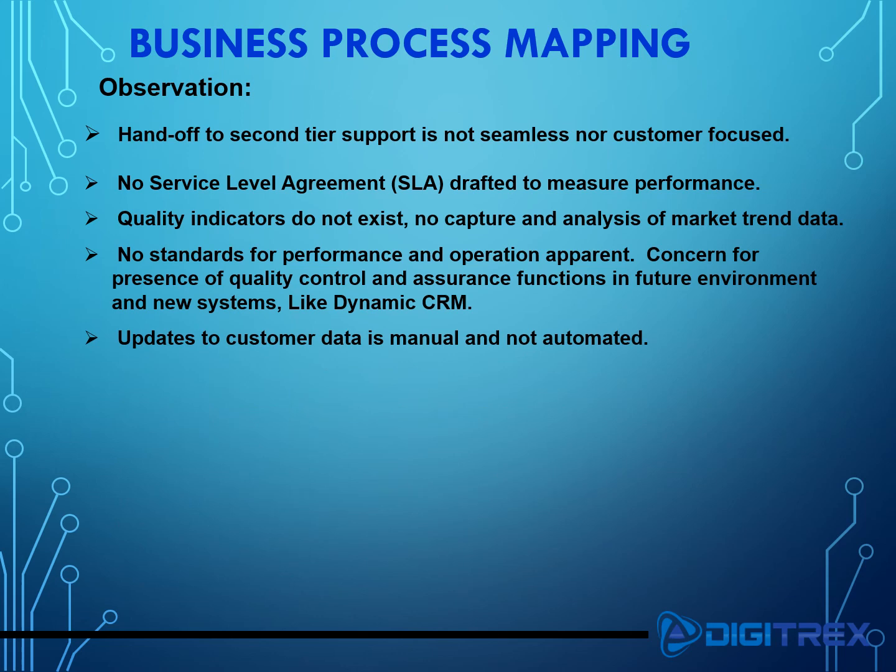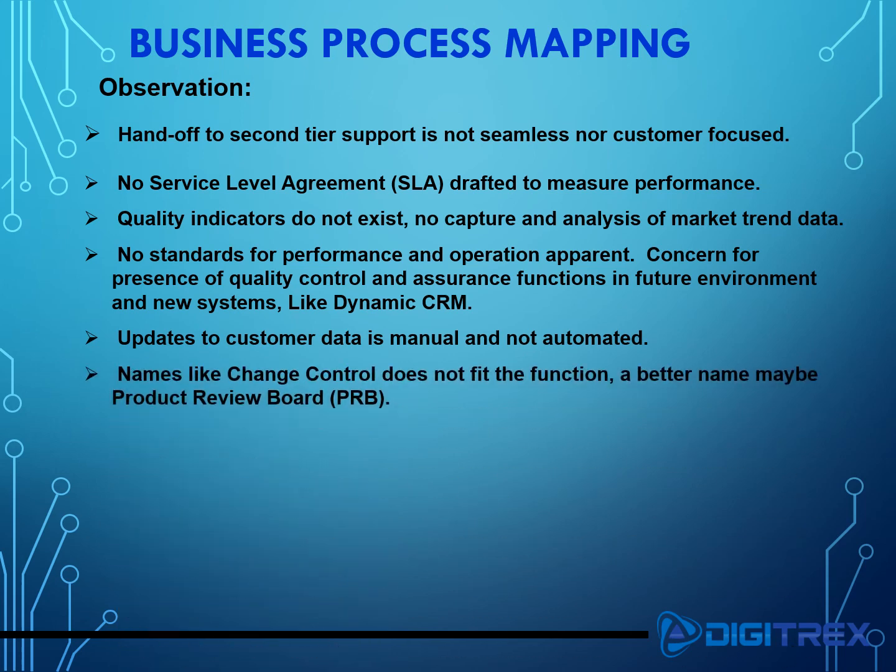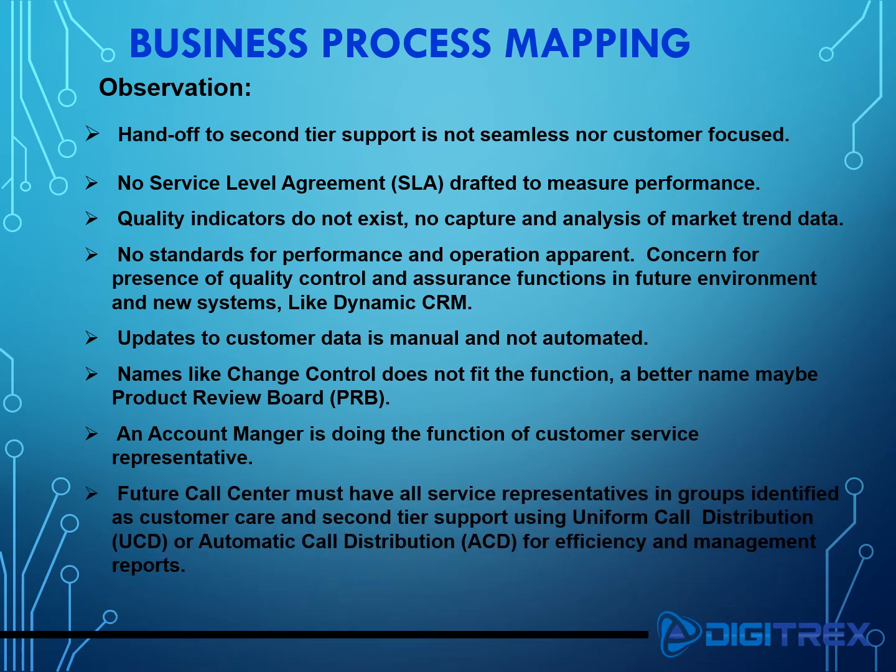Updates to customer data are manual and not automated. Names like change control do not fit the function. A better name may be product review board. An account manager is doing the function of a customer service representative. The future call center must have all service representatives in the groups identified as customer care and second-tier support using uniform call distribution or automatic call distribution for efficiency and management reports.